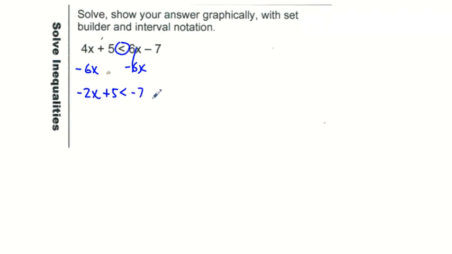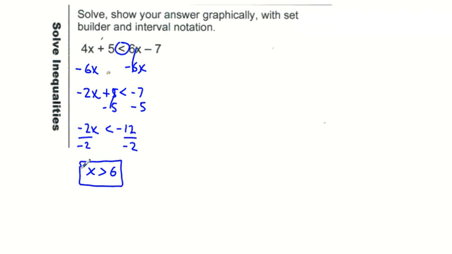Next, if we subtract 5 from both sides of the inequality, we have negative 2x is less than negative 7 minus 5, which would be negative 12. And then if we divide by negative 2, we have x is less than 6. But is that really true? No, it is not. Because when you divide or multiply an inequality by a negative number, you switch the direction of the inequality symbol. So we're going to have x is greater than 6, and that will be our answer.